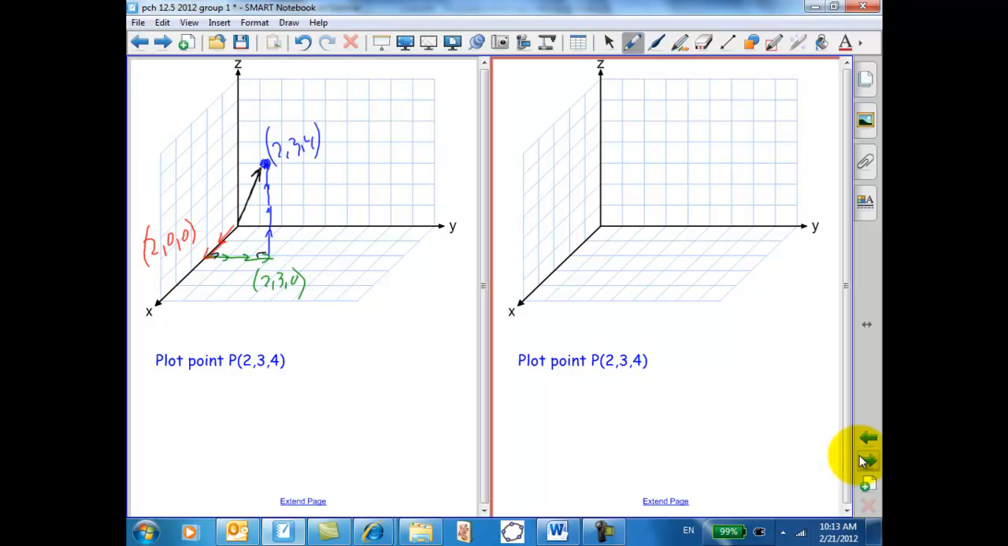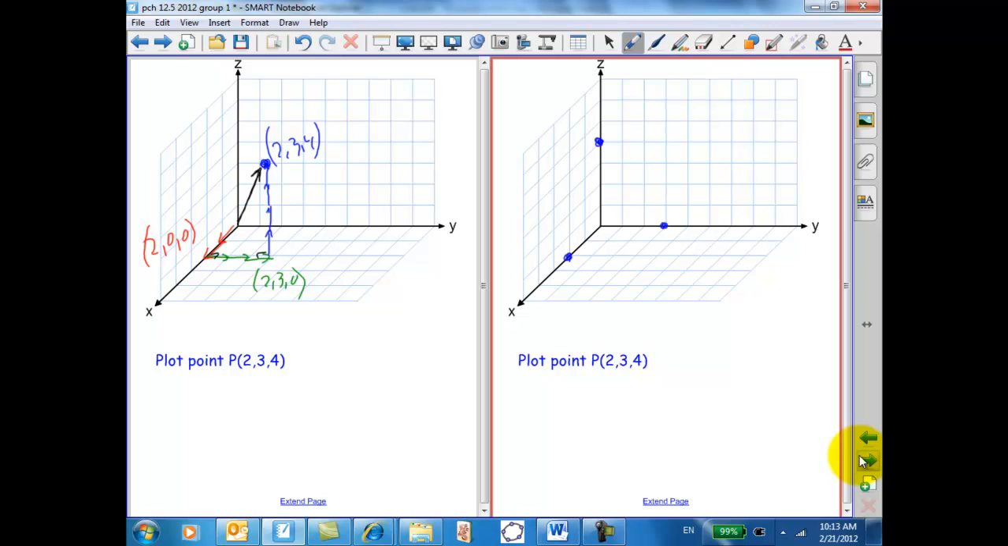A lot of people mistakenly think this is 2 on the x, 3 on the y, 4 on the z, and then they connect the dots. Now we're going to see that that would be the plane that goes through 2, 0, 0, 0, 3, 0, 0, 0, 4. So don't just connect the dots here. You're not creating the point. You're creating a plane that goes through the point 2, 0, 0, and so forth.